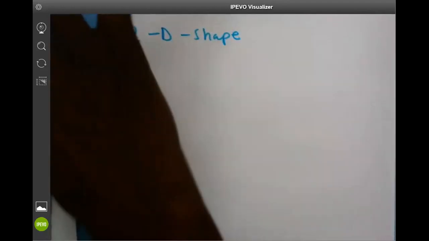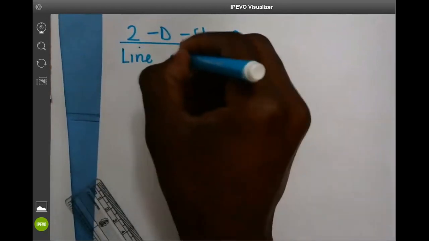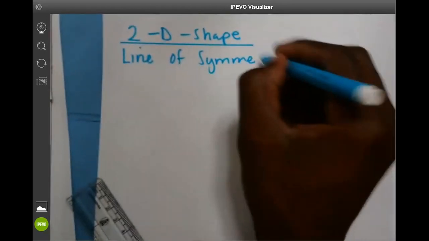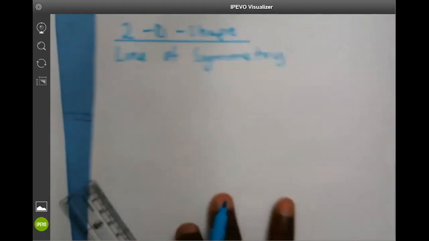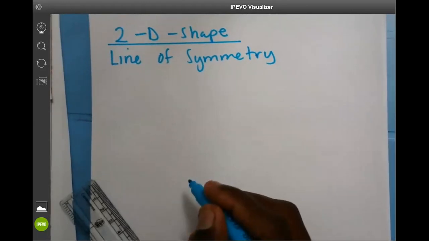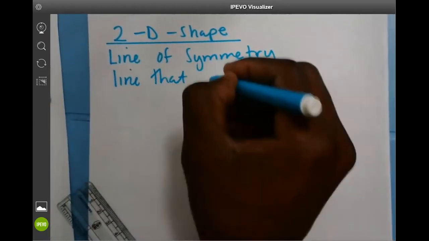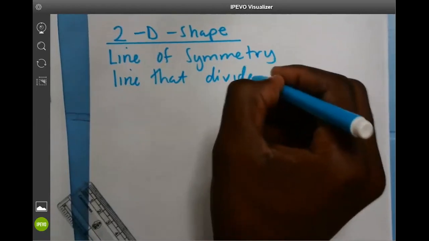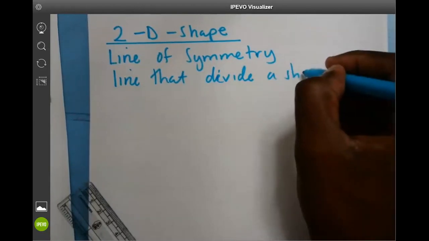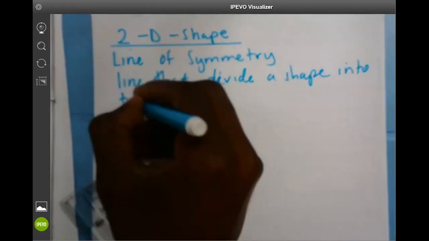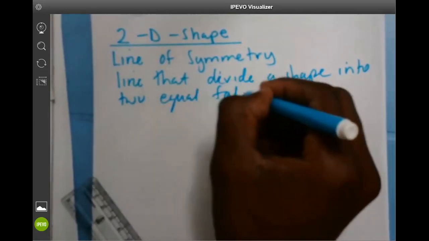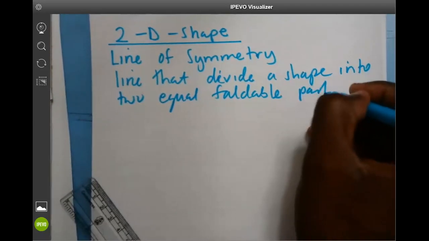Okay, so when we are talking about a line of symmetry, we say this is a line of symmetry. This is a line that can divide a shape into two equal foldable parts.